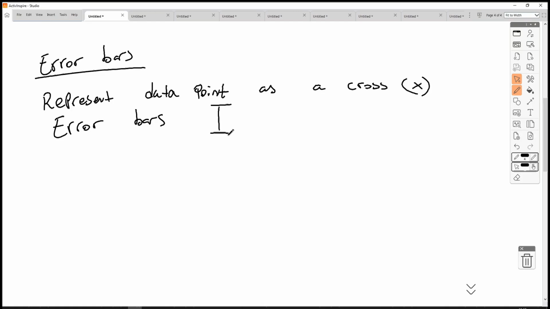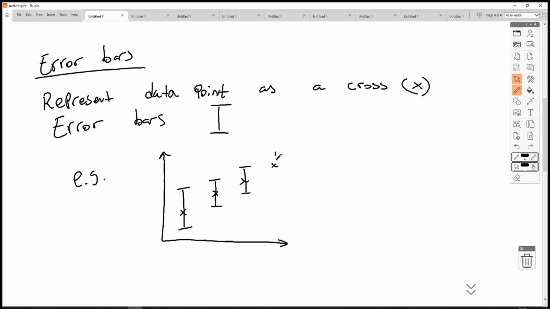as like an elongated eye almost. So for example, if we have data which looks something like this, you might have error bars which look like that. Now, something to note, the size of the error bars can change.